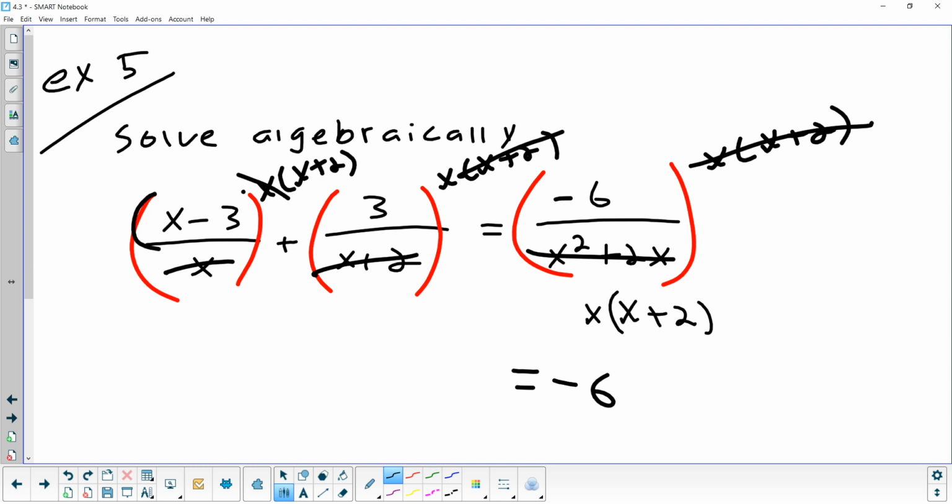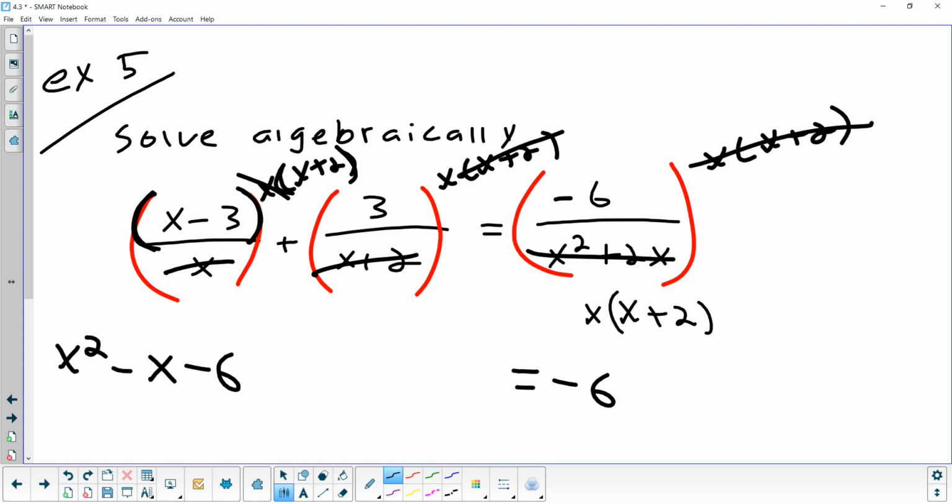Now this is a distributive property. X minus 3 times x plus 2. So that's x squared plus 2x minus 3x. What's plus 2 minus 3? What does that give me? Yep, that gives me a negative 1x, and negative 3 times positive 2 is negative 6. So that's what you get when you do x minus 3 times x plus 2.